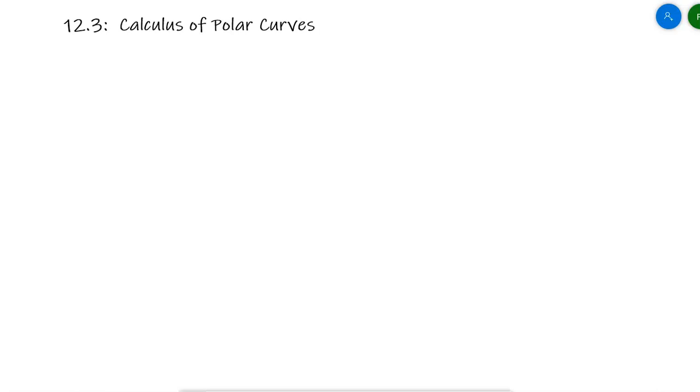Obviously, calculus lets us find area between two curves. It lets us find the area between a curve and an axis. It lets us find slopes of curves. So all those types of things that we applied to curves in rectangular form apply to curves in polar form, although they look just a little bit different.